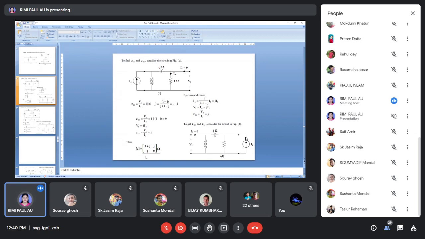From this, we can see that Z12 and Z21 are both equal. This is a passive network, and in a passive network, we know this will be a reciprocal network. So from this we can see Z12 is equal to Z21. So this is a reciprocal network, but it is not symmetrical because Z11 is not equal to Z22. Just write this answer and check whether it is right or wrong, because we have got impedance here as 0.